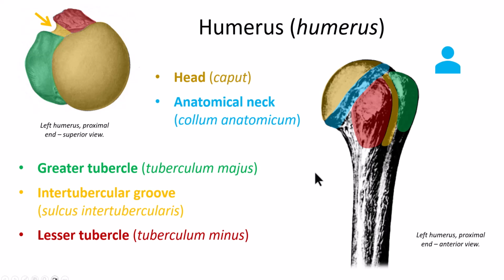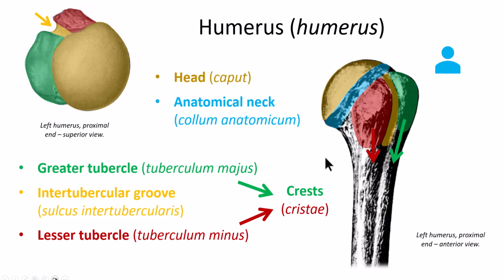From each of the tubercles extend crests, crista. So we have the crest of the greater tubercle, crista tuberculi majoris, and the crest of the lesser tubercle, crista tuberculi minoris. These are important muscle attachment sites, and I have marked them schematically with arrows in the illustration.